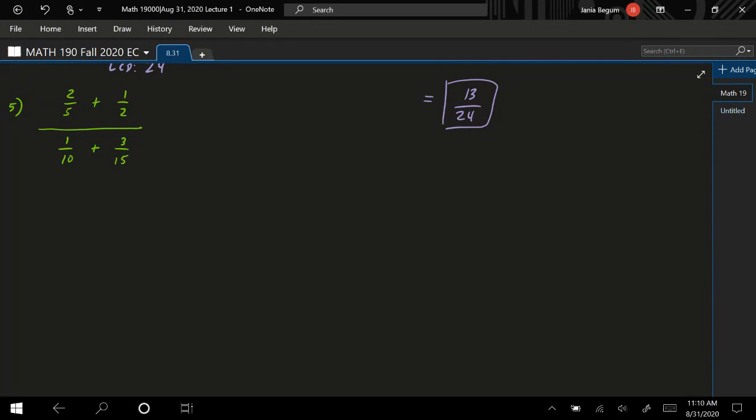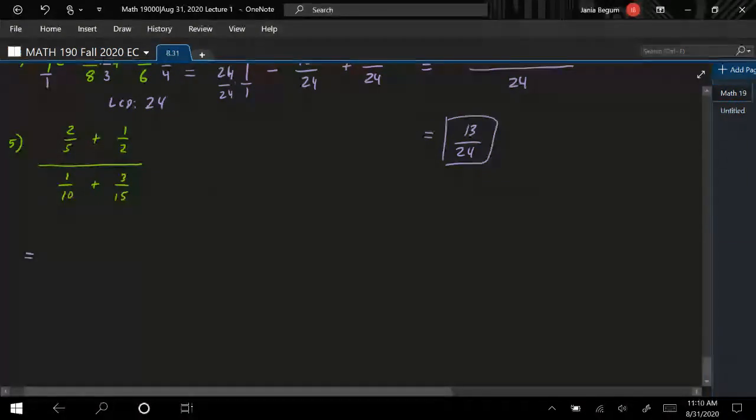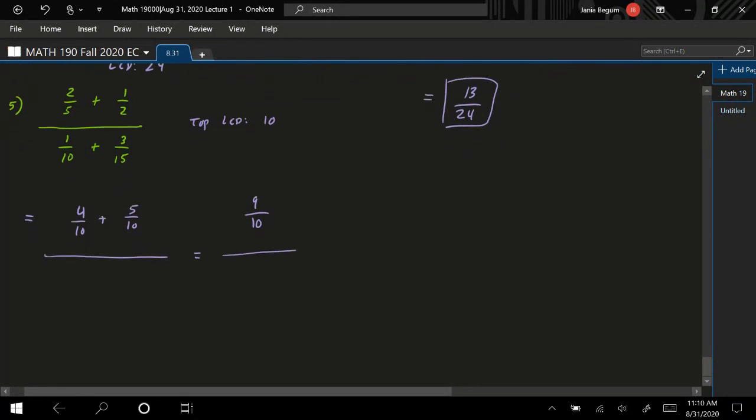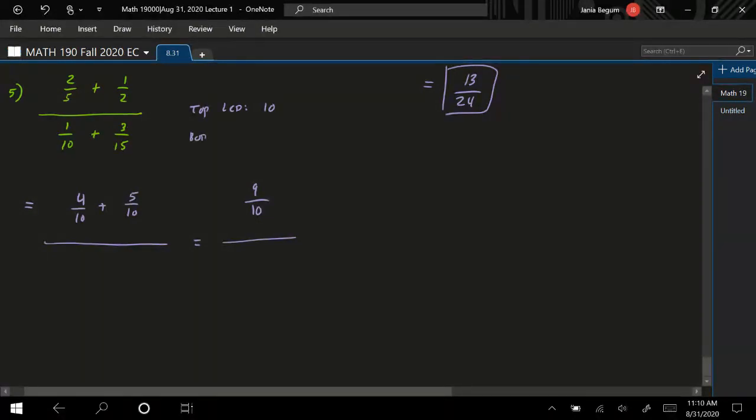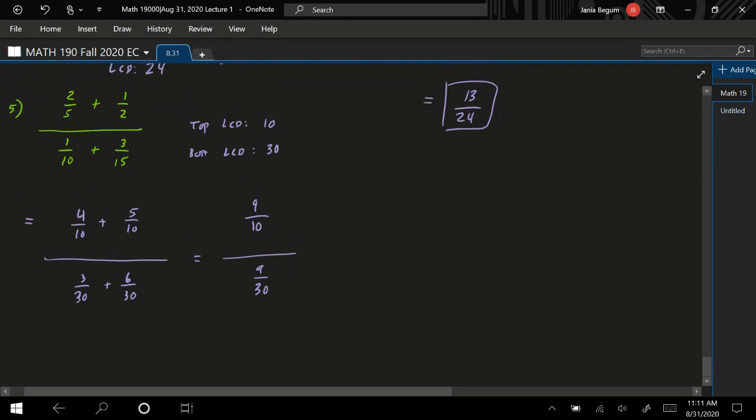Hello. All right, so I guess we should start with the top and find the least common denominator, which would be 30. I'm sorry, not 30. 10. And so it would be 4 over 10 plus 5 over 10, which is 9 over 10. And you find the LCD. Okay. And then you find the LCD for the bottom, which would be 30. So 3 over 30 plus 6 over 30 equals 9 over 30. Okay, so we have the fractions combined.